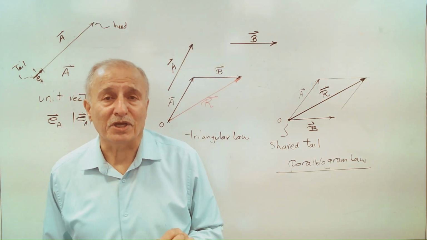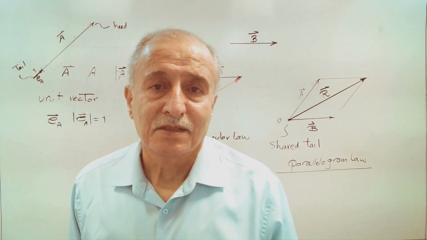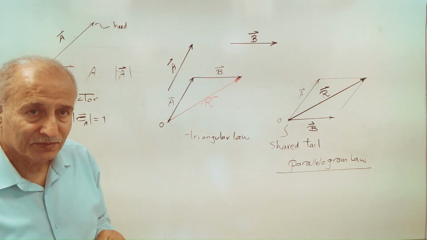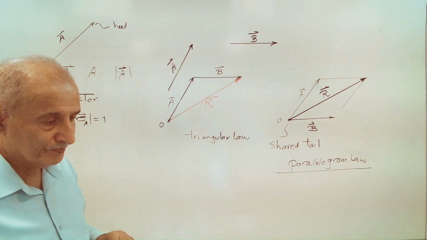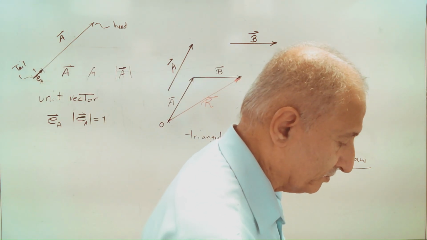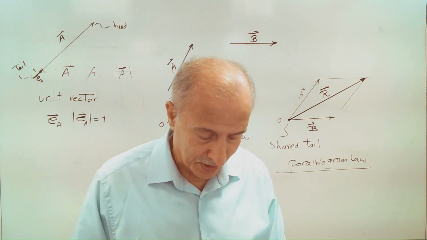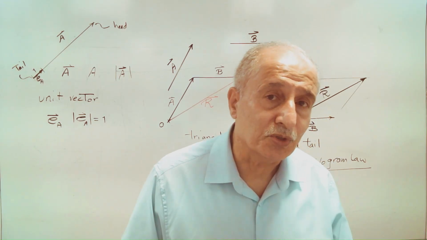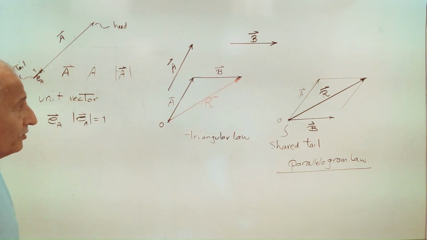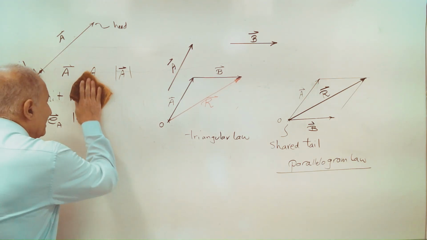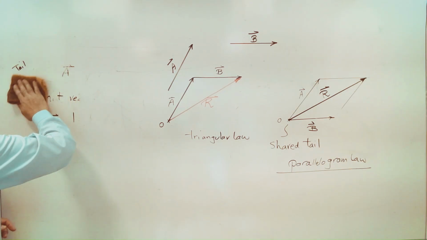We use this summation to find the difference, the subtraction of two vectors. Okay, how? Let's see the parallelogram law used again. The parallelogram law or triangle method is also used for subtraction of vectors. Before I talk about subtraction of vectors, let me talk about the multiplication of a vector by a scalar.